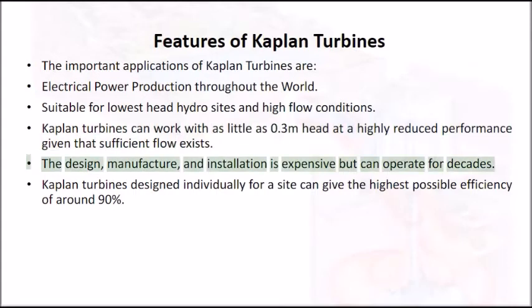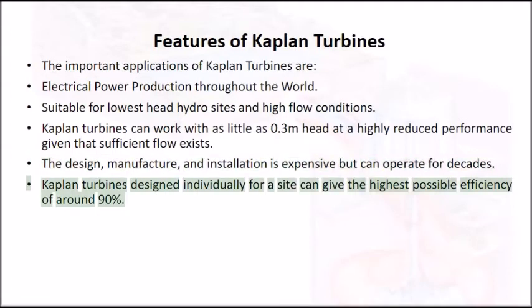The design, manufacture, and installation is expensive but can operate for decades. Kaplan turbines designed individually for a site can give the highest possible efficiency of around 90%.